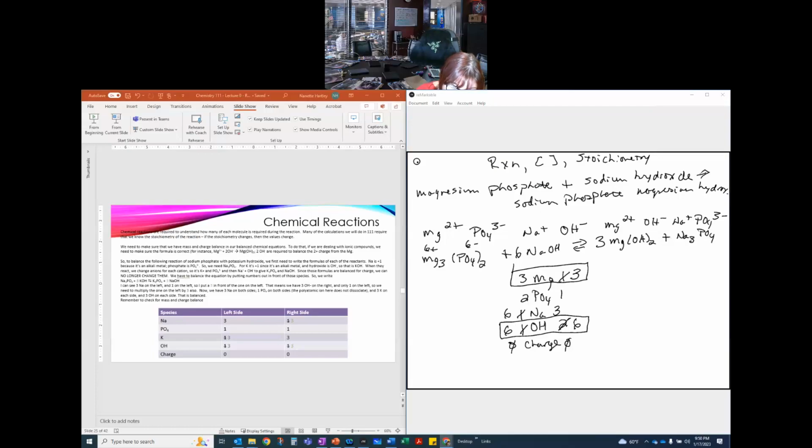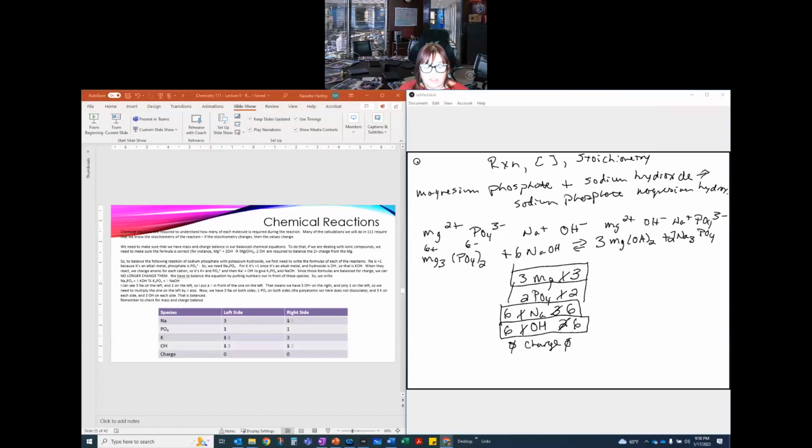But I don't have a happy Na, so I have 6 on the reactant side, but only 3 on the product side. So I can multiply this by 2. If I do that, then that fixes my Na. And now, because I've done that, that changed my PO4 to 2. And now I have the same number of things on both sides and the same charge on both sides. So that's how I balance my equation.